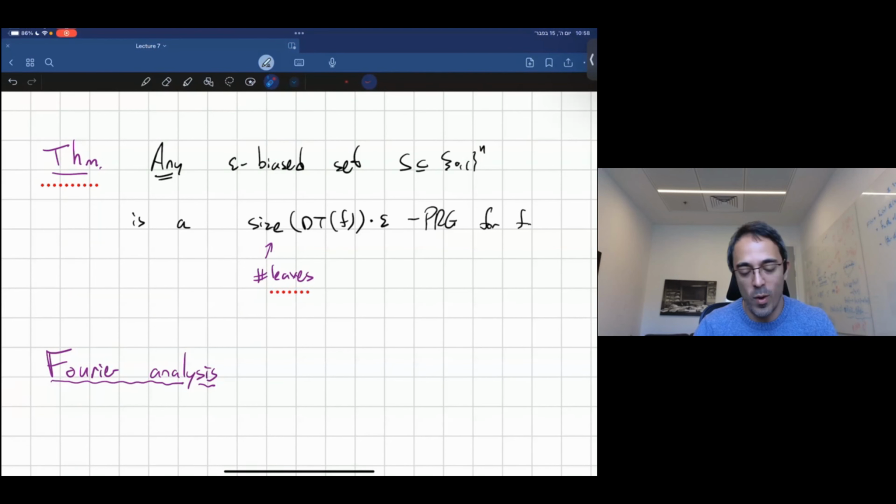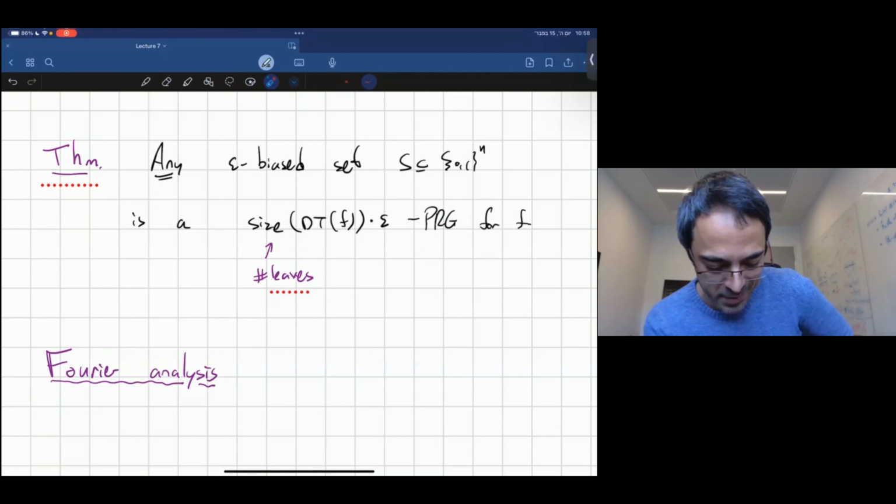And once we do that, epsilon-bias sets will allow us to actually fool any function, depending on how this function is expressed with respect to that basis of linear functions.